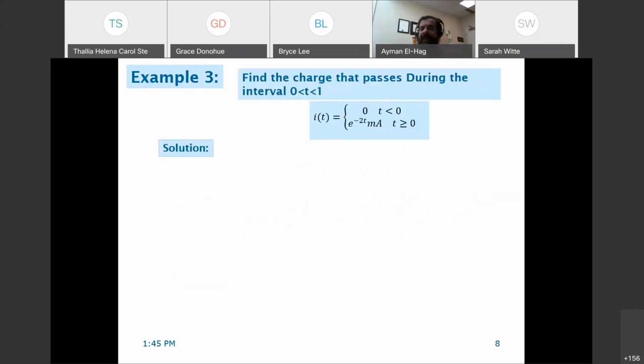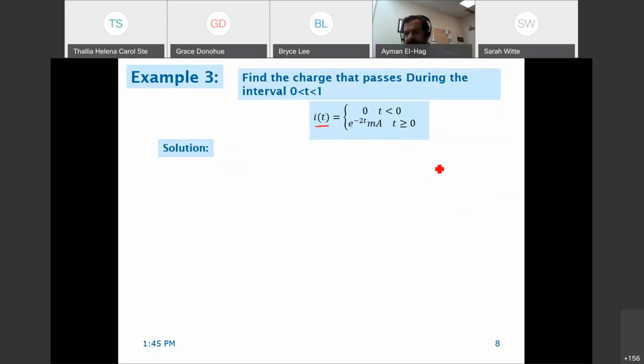Again, as you see here, the answer is given to you. Now, in this example, it's the opposite. We know the current. I of t is equal to either 0 or equal to e to the minus 2t milliamps when t is greater than or equal to 0. If t is less than 0, it's 0.